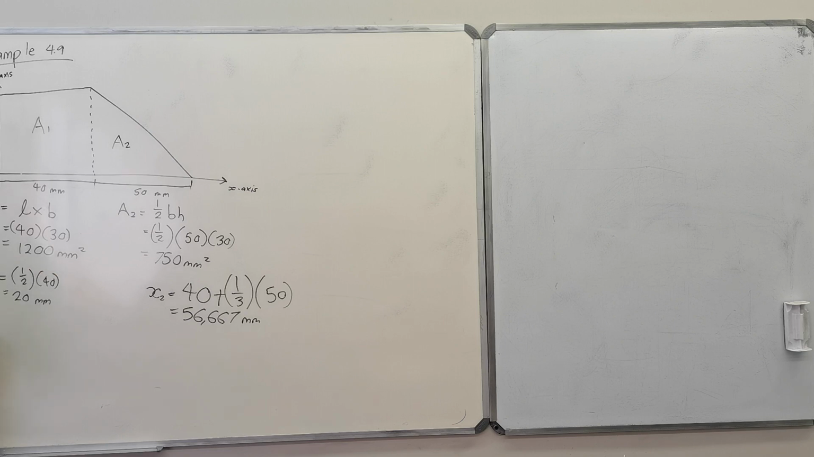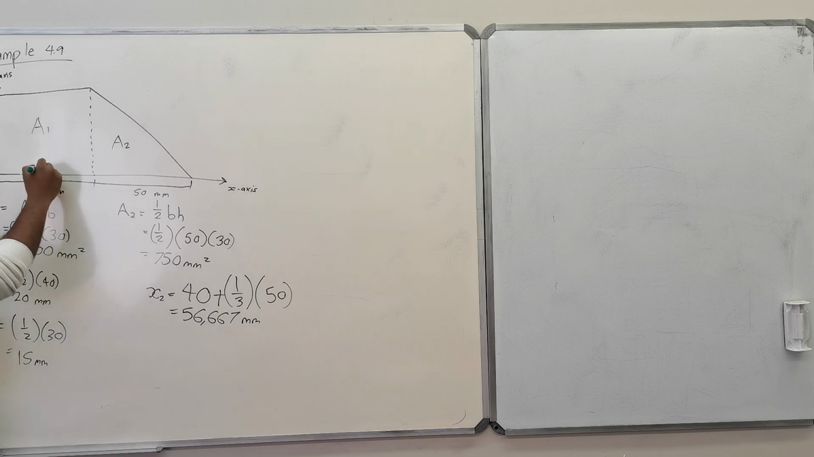Your y1 would be equal to half of basically this 30. So you'd say half of 30, which is equal to 15 millimeters. And if you look at it, 20 is like somewhere here, and 15 is like somewhere here. So that will be the center point of that shape.